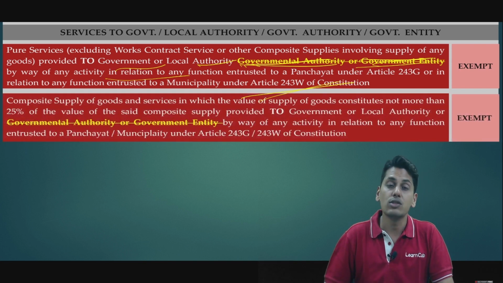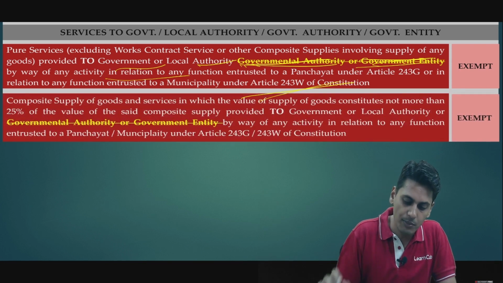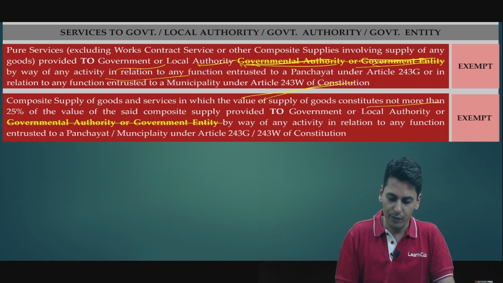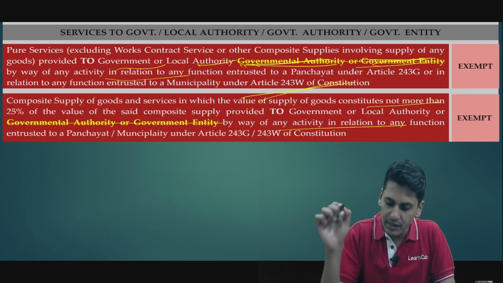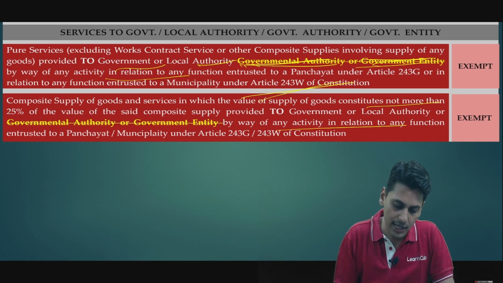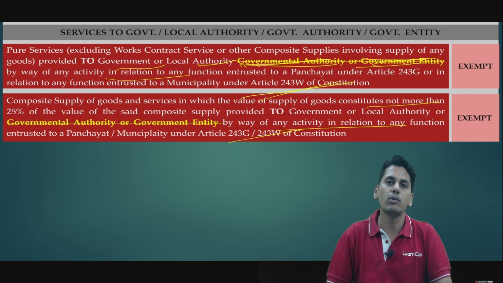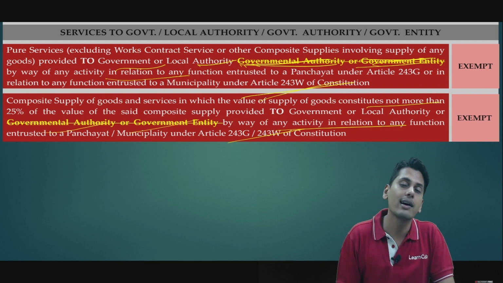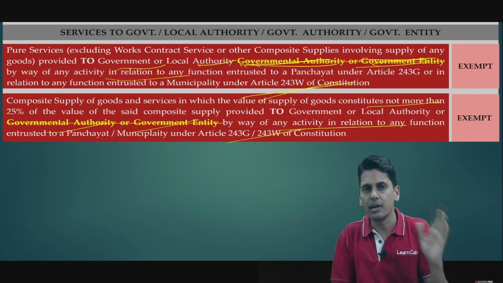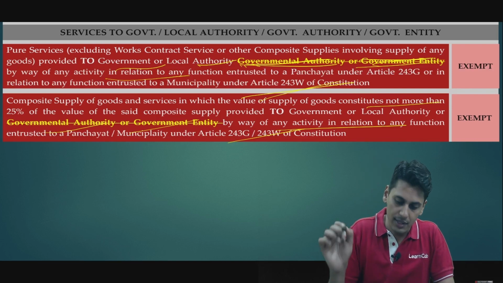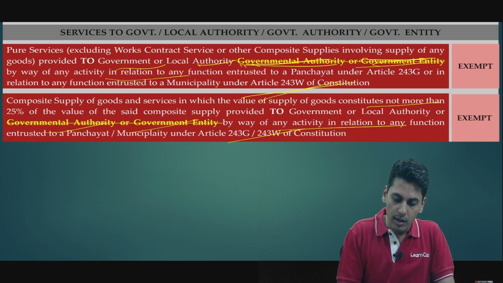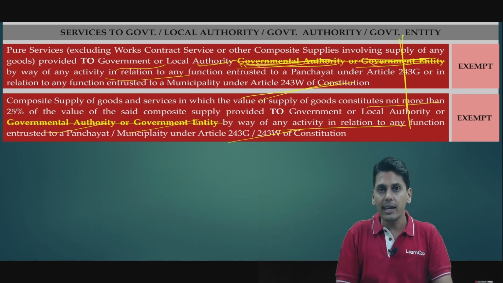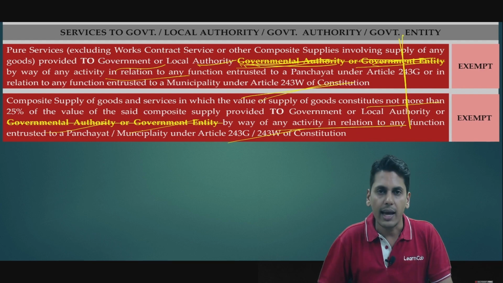Now friends, if it is not a pure service, if it is a composite supply of goods and services wherein the value of the goods is not more than 25%, of course by way of any activity in relation to a function entrusted to a panchayat or a municipality under 243G or W of the Constitution, these services also, if given to a governmental authority or a government entity, were earlier exempted, and now are not exempted. So friends, the scope has been narrowed down. Services provided to government authority and entity, these types of services which were earlier exempted, are now going to be taxable.